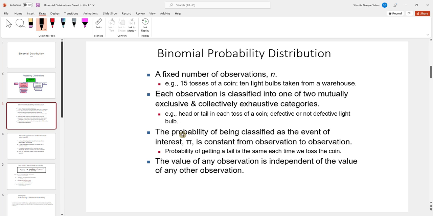The probability of being classified as the event of interest is constant from observation to observation. So an example is if you toss a coin, the probability that you get a tail is going to be the same for each toss. You got a 50-50 chance each time you toss a coin. And the value of any observation is independent of the value of any other observation. So that just means one outcome will not affect the next outcome. For example, when you toss a coin, what you get the first time does not affect what you get on the second time. So they're independent of each other.